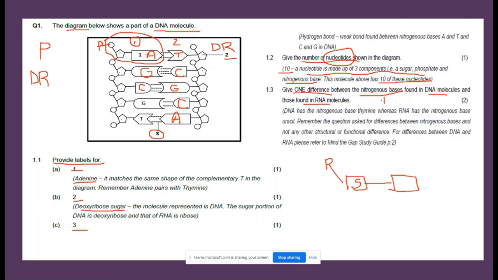Thymine. And which nitrogen base is found in RNA? Uracil. There is no thymine. And that's your two answers. DNA has thymine, whereas RNA has uracil. Remember, the question asked for the differences between nitrogen bases and not any other structural or functional difference. So read your question very, very clearly.